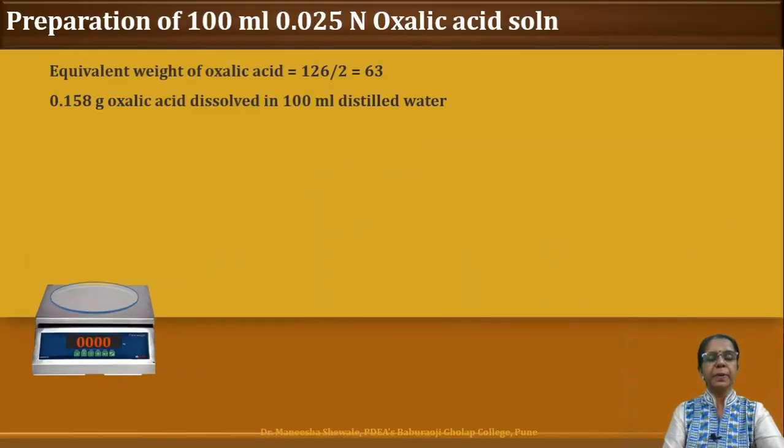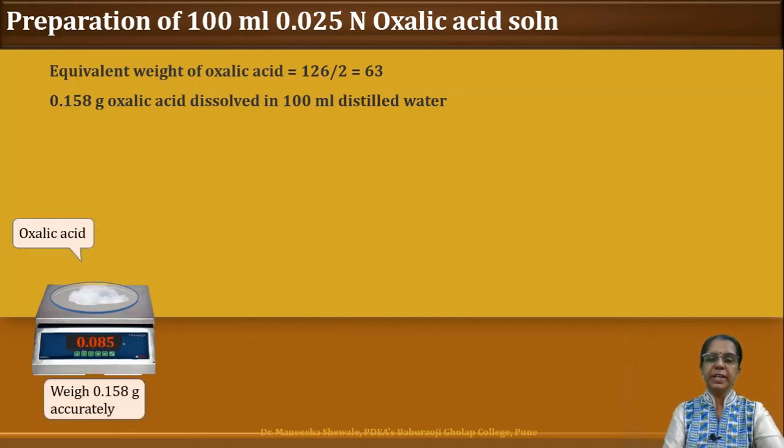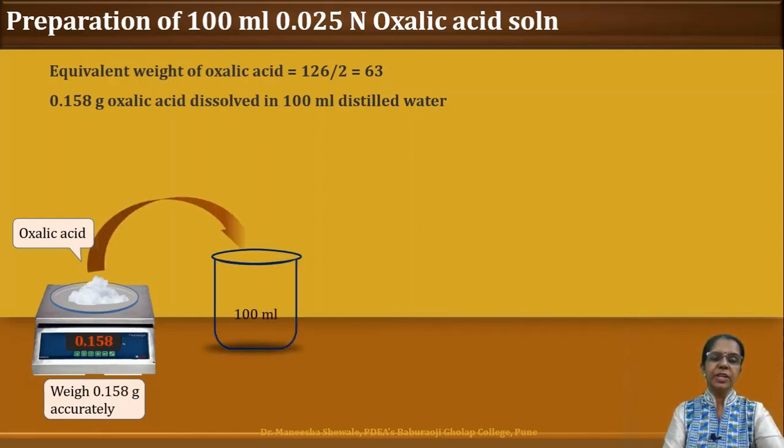First we will see how we can prepare 100 ml 0.025 normal oxalic acid solution. The equivalent weight of oxalic acid is 63. So to prepare 100 ml solution, we dissolve 0.158 grams of oxalic acid in 100 ml distilled water. So first we take the accurate weight of oxalic acid. This 0.158 grams of oxalic acid is then transferred to a 100 ml beaker.